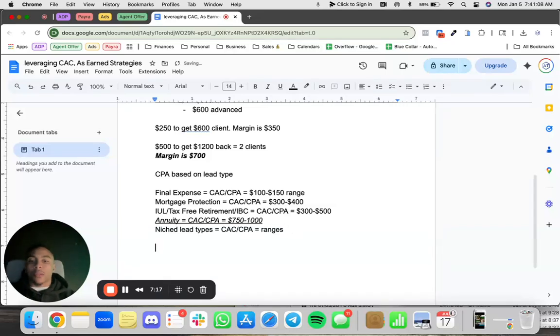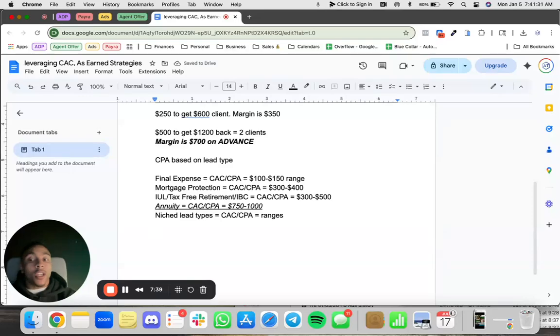Now, the reason why these numbers are important, I didn't just bring all this up for no reason, is because this is the margin on advance. What you really need to look at is what is your actual margin, right? You really need to look at what your actual margin is to get real numbers, because that's how you should be scaling, okay? Because if you look at it from an as-earned standpoint, you'll be a lot more calculated. You also improve on your skills.